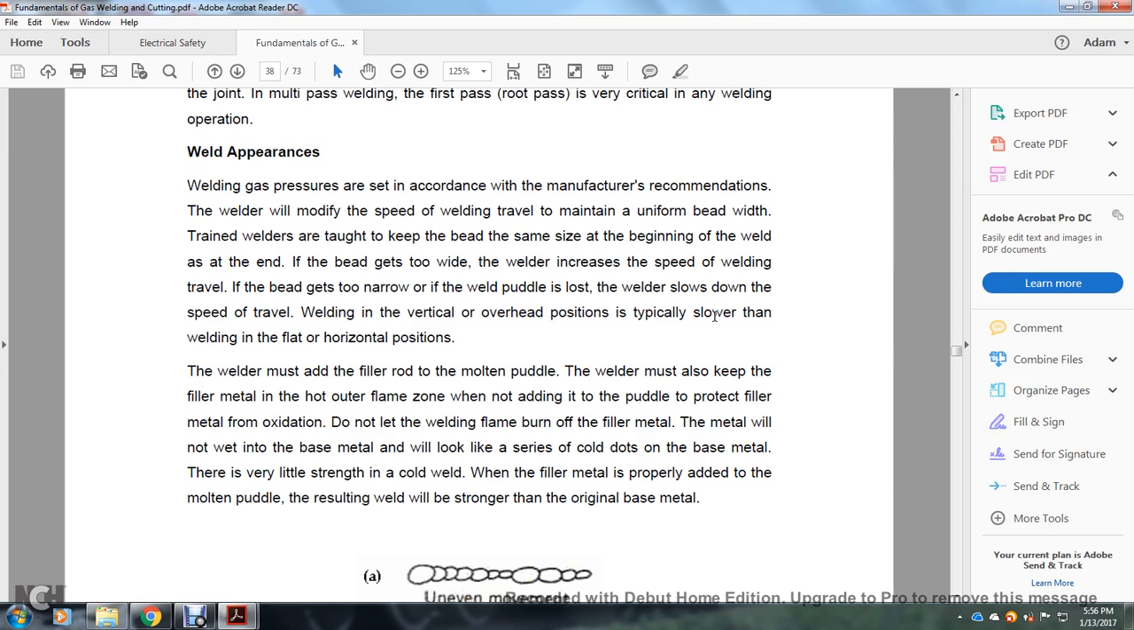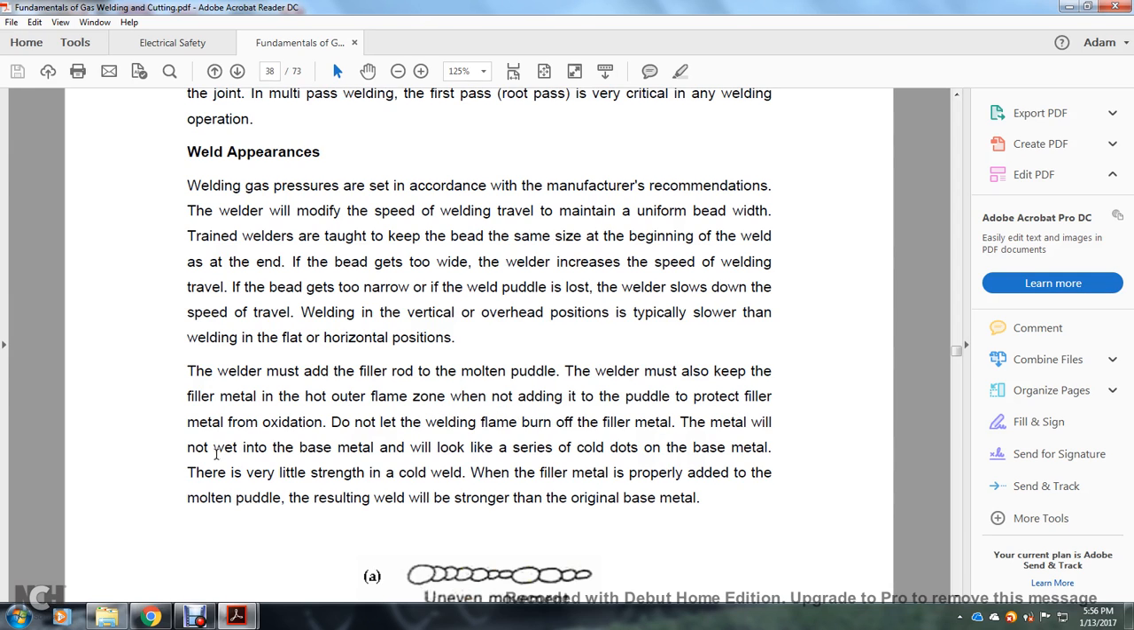Welding in the vertical or overhead position is typically slower than welding in the flat or horizontal positions. The welder must add the filler metal to the molten puddle, but the welder must also keep the filler metal over the flame zone when not adding it to the puddle, to protect the filler metal from oxidization. Do not let the welding flame burn over the filler metal.